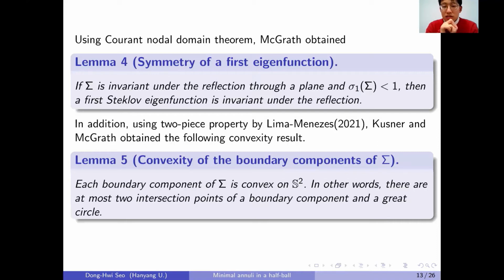So using these results, Kusner and McGrath observed that each boundary component of the embedded free boundary minimal annulus in a ball should be convex on the sphere. It means if we consider a coordinate plane, then it should meet a boundary component at most 2 points.